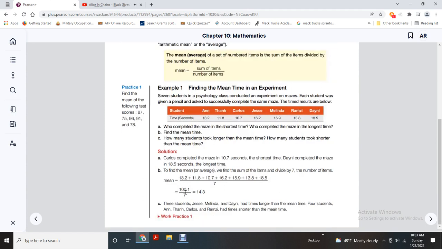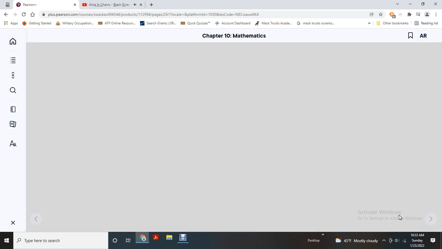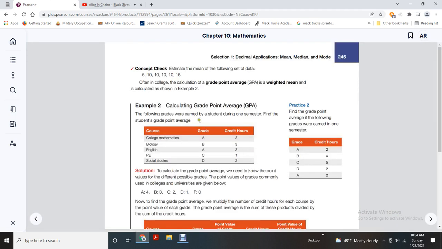And then it shows an example of finding the mean, and we've all been through grade school. Example 2, calculating grade point average. The following grades were earned by a student during one semester; find the student's grade point average.